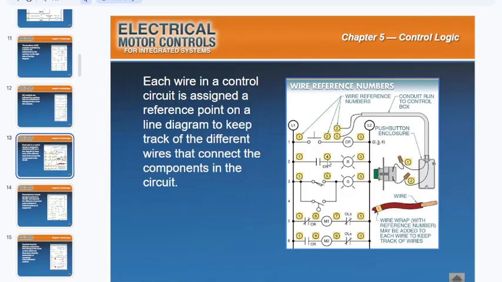And now you can get a sense of the order. 1, all of the wires on the left. 3, all of the wires on the right coming off of L2. And then 4, 5, 6, 7, 8, 9. Now they follow an order from there. Reference point numbers. They're a little bit confusing. But of course, you have to wire up the control circuit first, and then you can give the wires their reference point numbers.